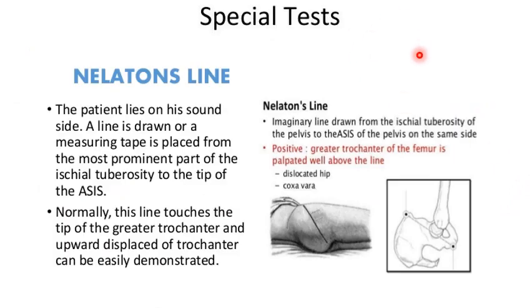And these are a few tests that should be known by seeing the radiograph. Few of them. Nelaton's line is an imaginary line that is drawn from the ischial tuberosity to the anterior superior iliac spine of the pelvis of the same side. If the greater trochanter of the femur is palpated well above the line, then it is considered as dislocation of the hip or coxa vara.